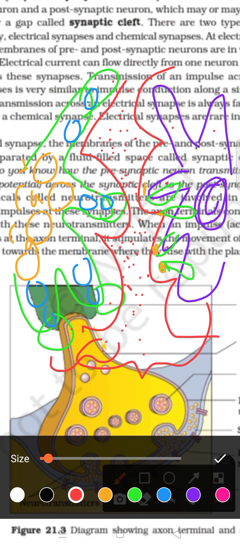So this chemical, which chemical is present here? Neurotransmitters. Okay, when neurotransmitters reach the postsynaptic membrane, at that time these chemicals attach to these channels, and when these chemicals attach to the channel, it opens that particular channel.